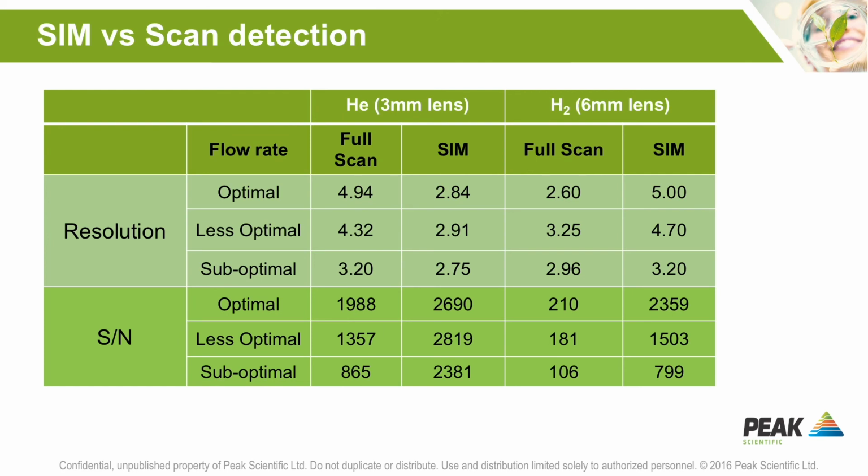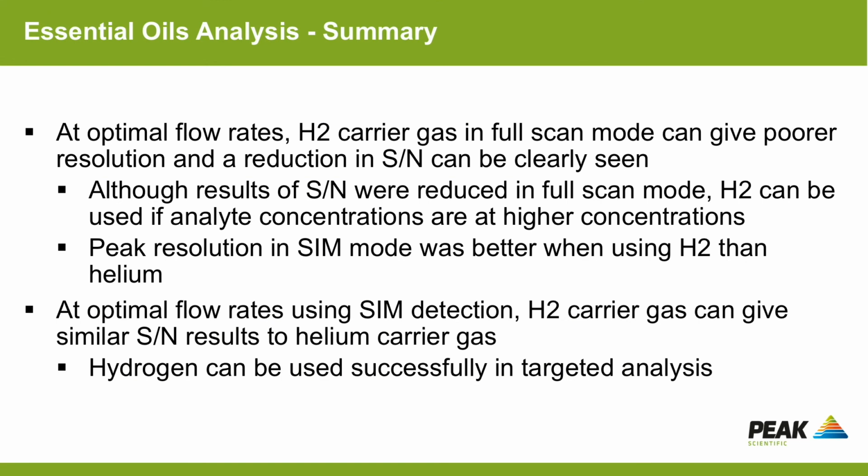And just to summarize the results that we saw, at optimal flow rates, hydrogen carrier gas in full scan mode can give poorer resolution, and a reduction in signal to noise was clearly seen in this case. But although the signal to noise was reduced in full scan mode, when we were looking at SIM detection, we saw better resolution using hydrogen than helium.